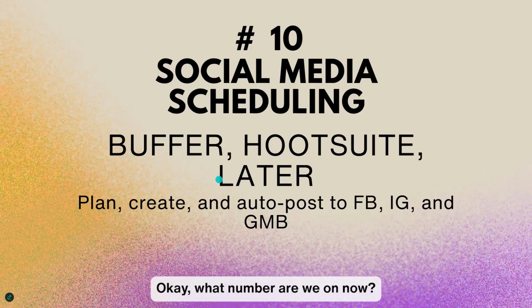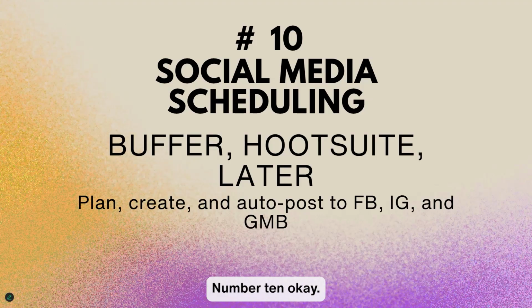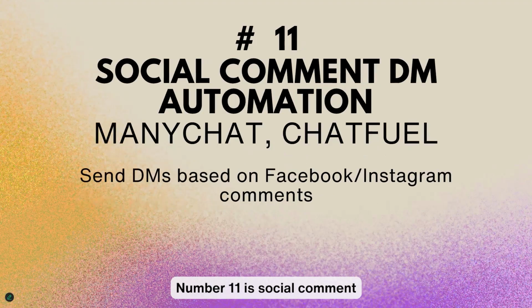Okay, what number are we on now? Number 10. Okay. Number 11 is social comment DM automation. So I know ManyChat is very popular, where if people put in a keyword or something in the comments, it automatically sends them a DM with a link or something where they can grab a lead magnet from you, a free resource from you in exchange for their email address. With OneTech, that comes built in. It's just an automation recipe.